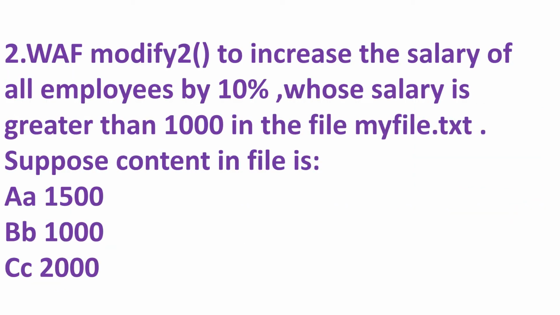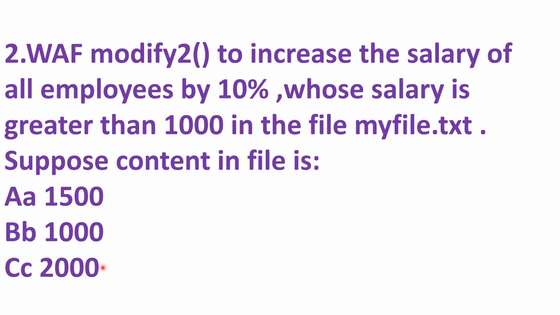Now the next question: write a function modifier2 to increase the salary of all the employees by 10%, whose salary is greater than 1000 in the file myfile.txt. Suppose this is the content of the file, where AA is the name of the person and this is the salary. This is the second record, BB with salary 1000, and the third record is CC with salary 2000.